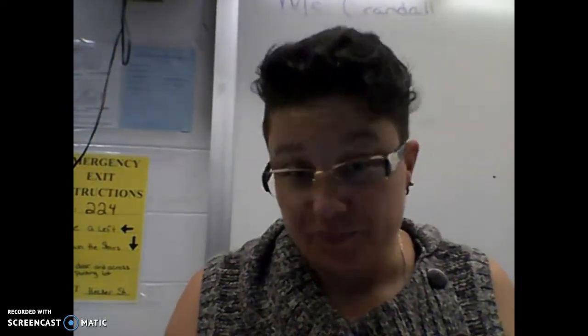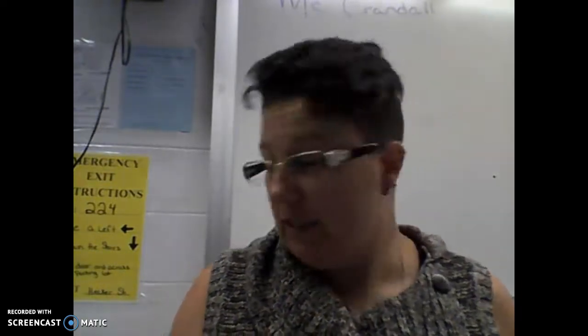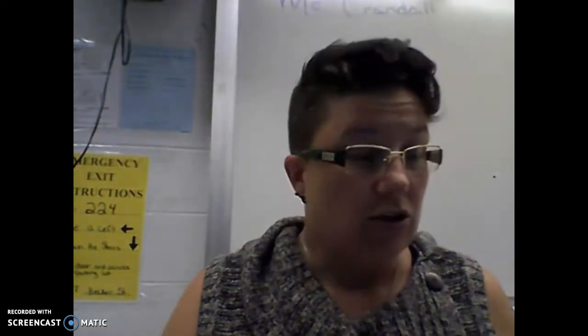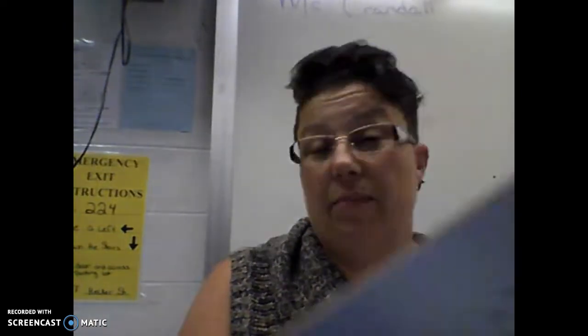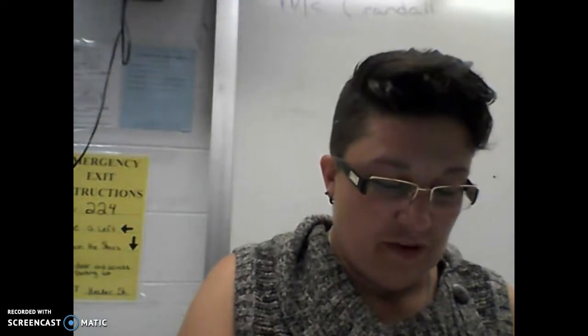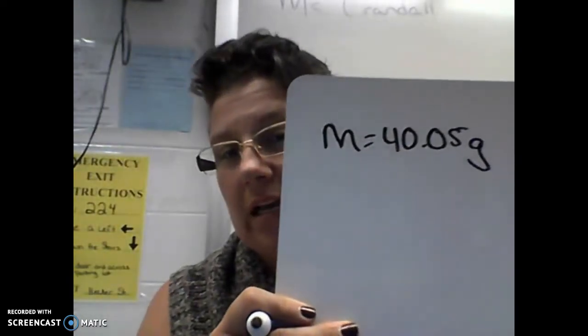Now we started with irregular densities. It's very much similar. The only difference is the volume. So I'm still going to take this little magnet and put it on a triple beam balance and find the mass of it. I'm not going to do that, but by now you should know how. Let's say I find the mass to be 40.05 grams. Now remember, it has to be 2 places past the decimal.